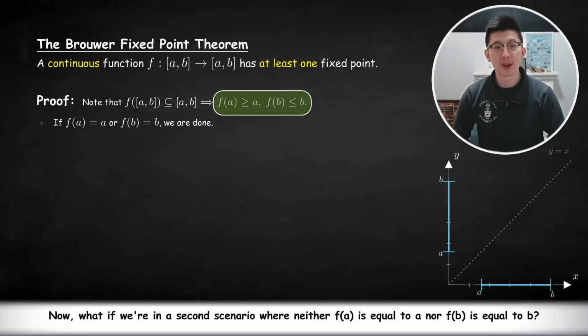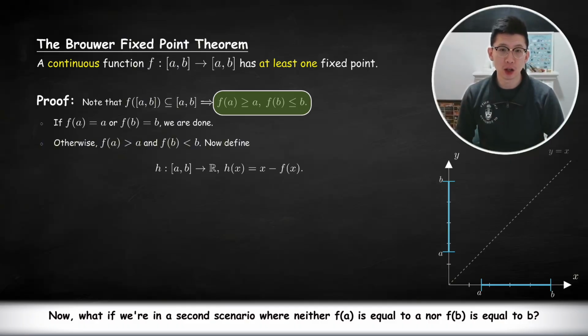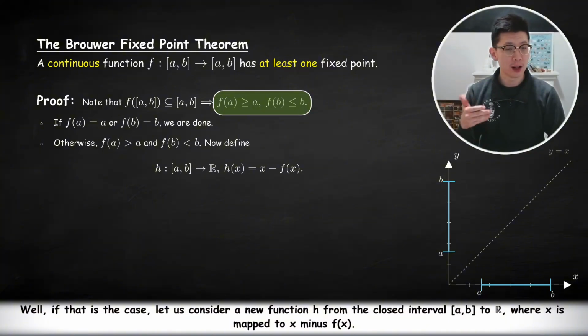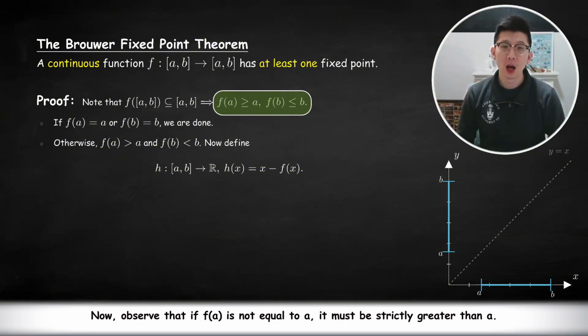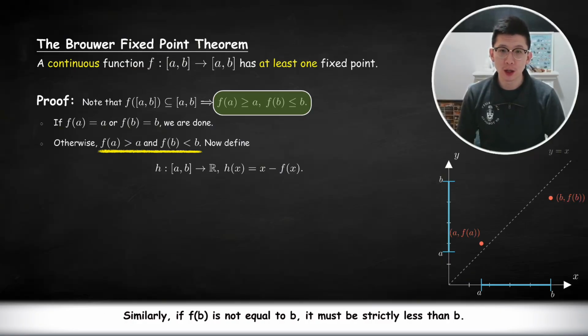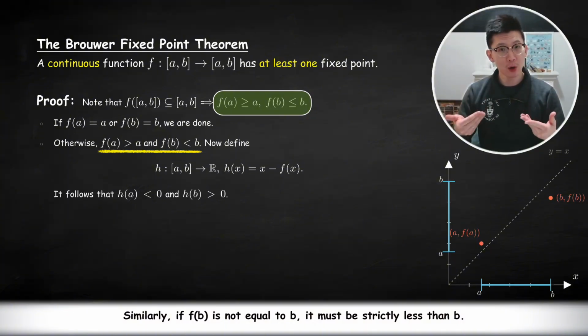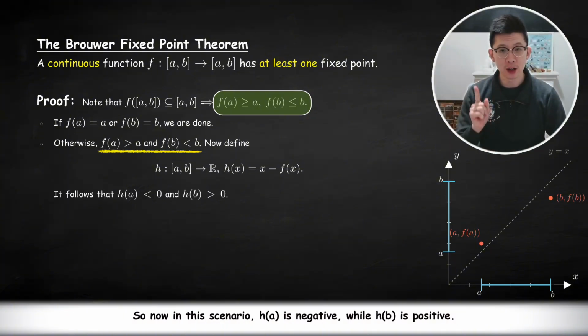Now, what if we're in the second scenario, where neither f(a) is equal to a, nor f(b) is equal to b? Well, if that is the case, let us consider a new function h from the closed interval [a, b] to R, where x is mapped to x minus f(x). Clearly, h is also a continuous function on [a, b]. Now, observe that if f(a) is not equal to a, it must be strictly greater than a. Similarly, if f(b) is not equal to b, it must be strictly less than b. So now in this scenario, h(a) is negative, while h(b) is positive.